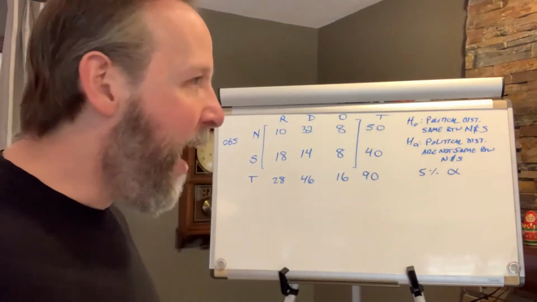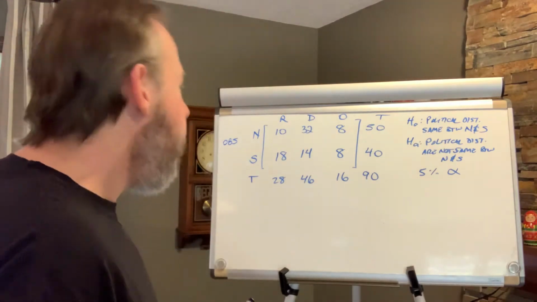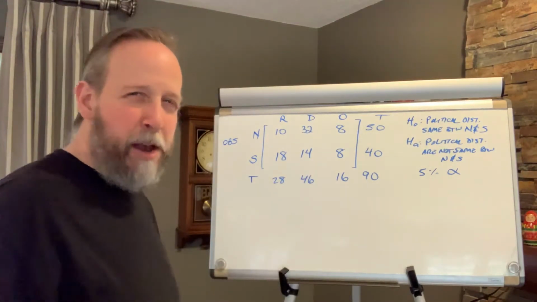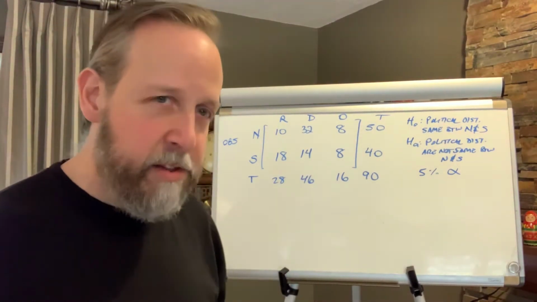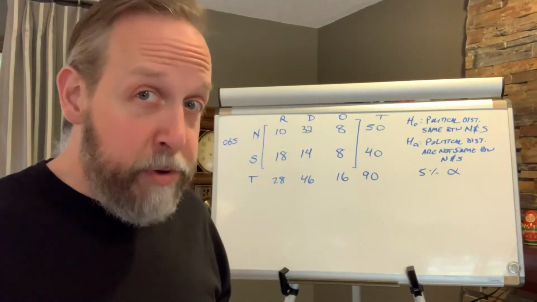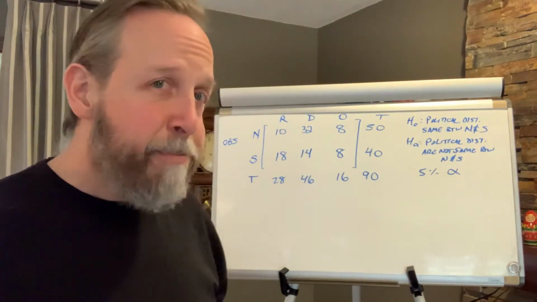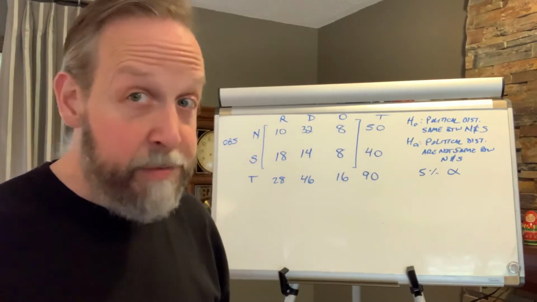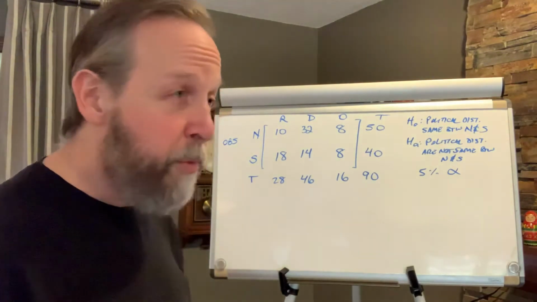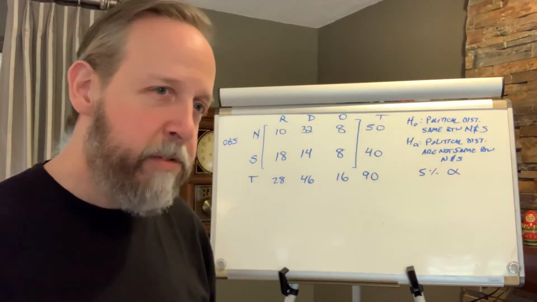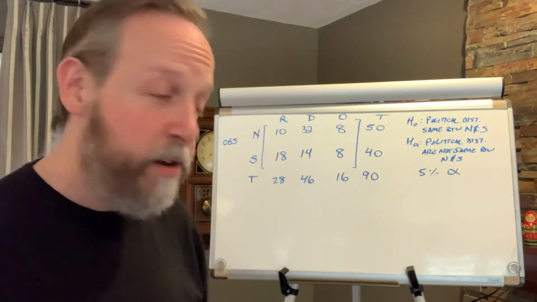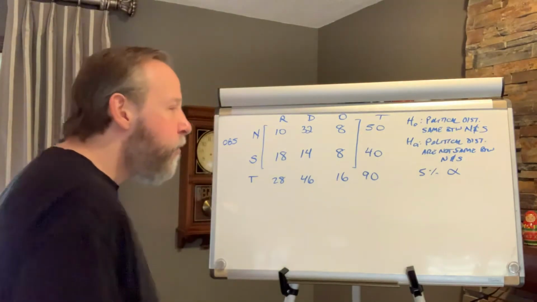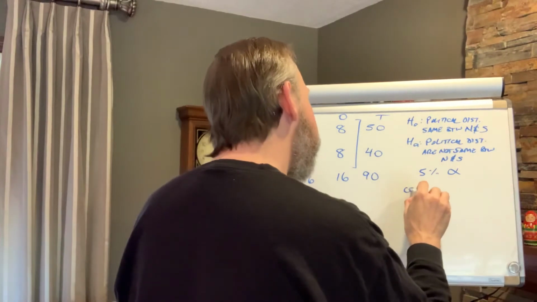And I need to check my conditions. Especially because I see I only had 8 that fell as other in both regions. You know that expected counts have to be at least 5. And while 8 is more than 5, it's small enough that it gives us cause for concern without double checking. So I have to verify my conditions.